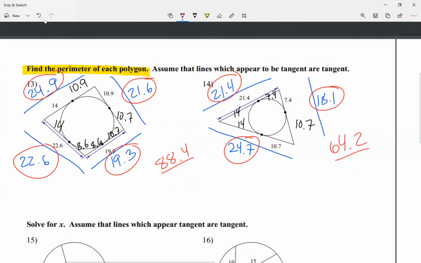Remember, all I did on each was find out how big is each tangent segment. Then I found out how big is each side. And then lastly, I add the sides of my polygon.